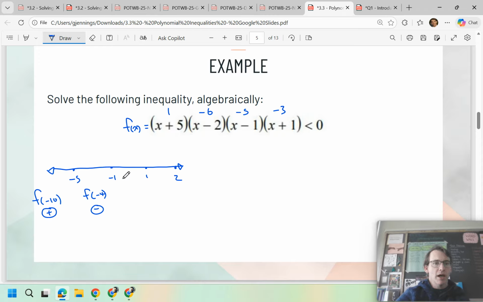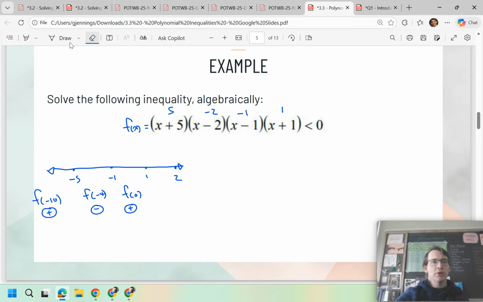Okay. Between -1 and 1, I do expect, oh, and then I have 2 here. This is 2. Between -1 and 1, let's test f at 0, because that's easy to test. And I have 5 times -2 times -1 times +1. That's 2 negatives multiplying. And 2 negatives multiplying is positive.